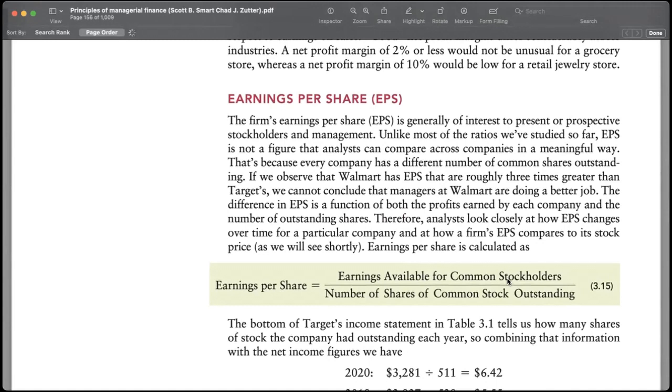So what does it indicate? It indicates the profit for every share. That is called earnings per share. Not value, number of shares.